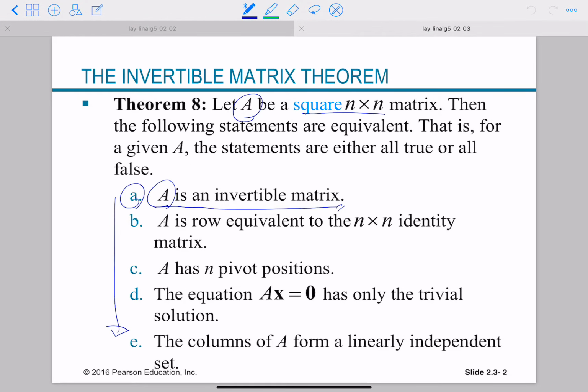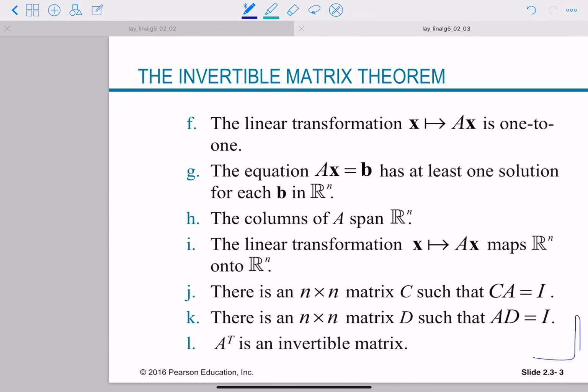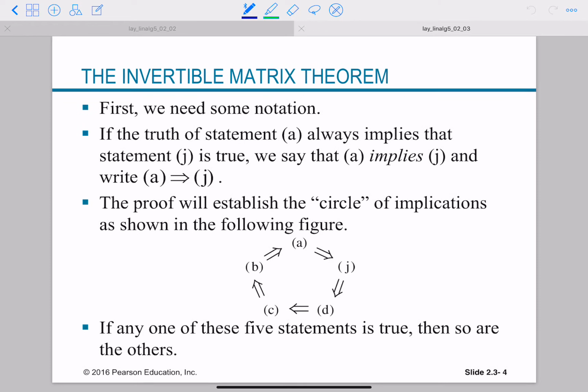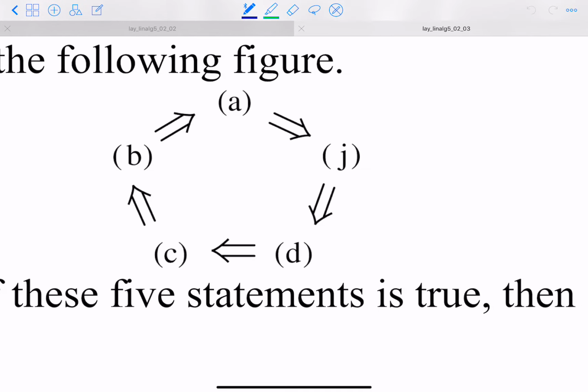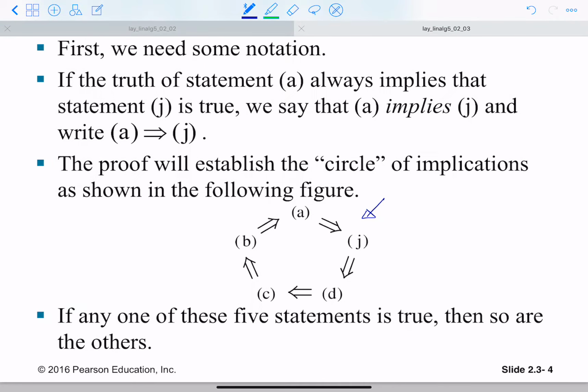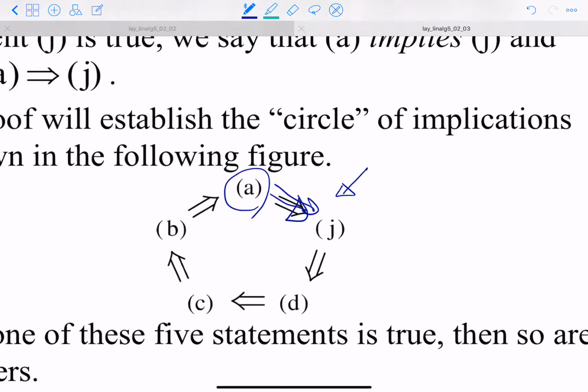In order to prove all items are equivalent, we basically utilize some kind of ring structure in our proof. The first ring that we want to follow in order to prove some of these theorems is shown in this form. This arrow indicates that if A is true, then J is always true.